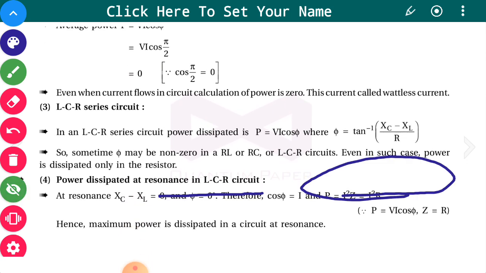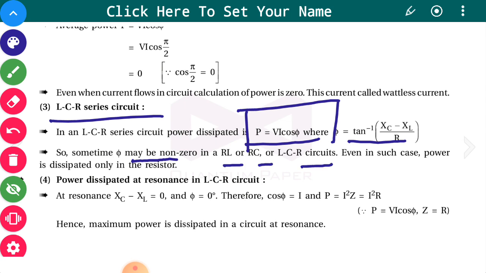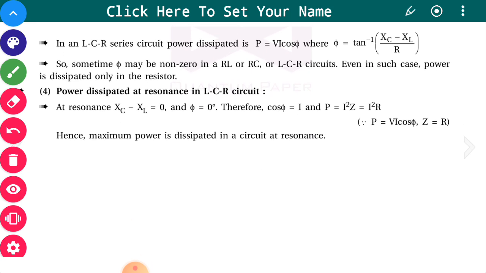Now if there is LCR, all three components present, then this equation is applicable: P is equal to VI cos phi, where phi is tan inverse of (XC minus XL) upon R. So sometimes phi may be non-zero. If phi is not becoming 0 in an RL, RC or LCR circuit, even in such a case power is dissipated only in the resistor. So the resistor is the device through which the power is dissipated. That you understand, this is a common understanding.